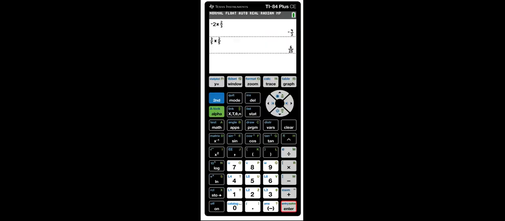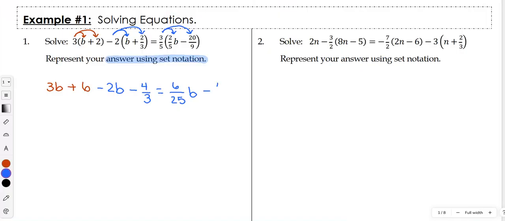3/5, alpha y equals, 3/5 multiplied by a negative 20/9. So it's going to give me my answer in its most simplest form. All right, so we get negative 4/3.